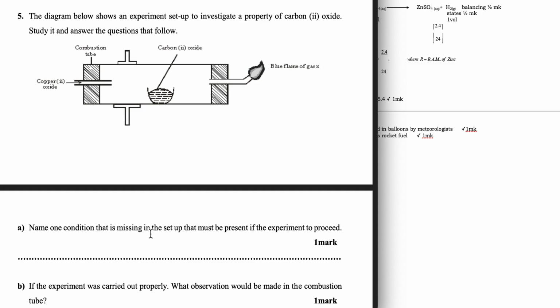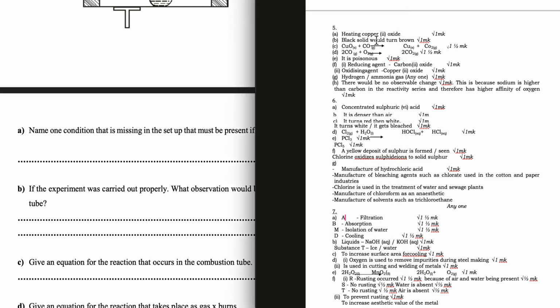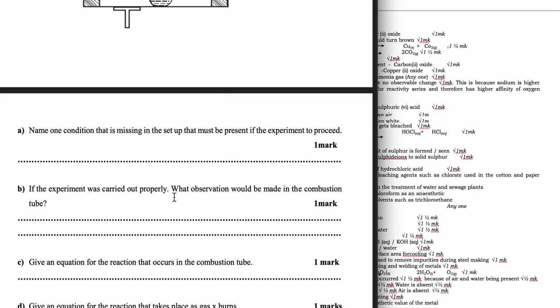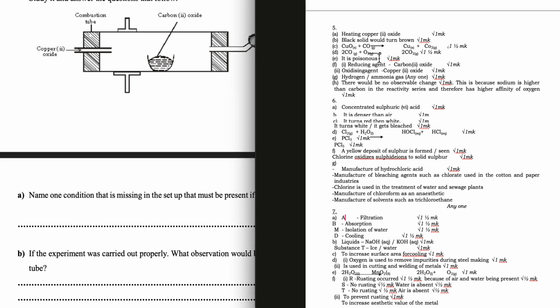Name one condition that is missing in the setup that must be present if the experiment is to proceed. Heating copper dioxide. If the experiment was carried out properly, what observation would be made in the combustion tube? Black solid would turn brown.